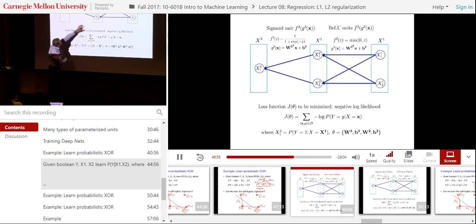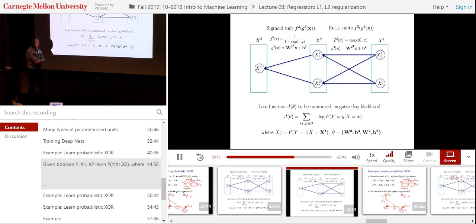And then the second stage, the sigmoid unit, is going to simply be a logistic regression style unit, which again first takes a weighted linear combination of its inputs and then passes that through the sigmoid function.